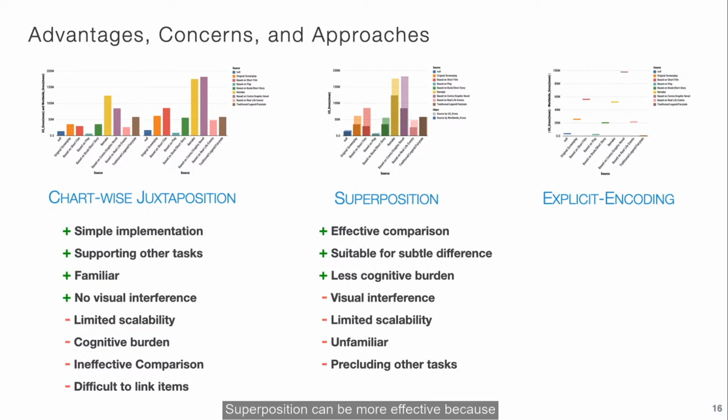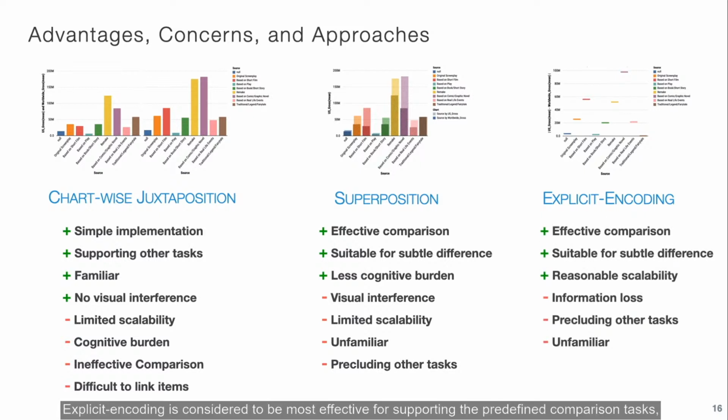Superposition can be more effective because comparison targets can be placed closer together, but it suffers from a major visualization problem, visual occlusion. Explicit encoding is considered to be most effective for supporting the predefined comparison tasks, but it hides important information from the original visualizations.